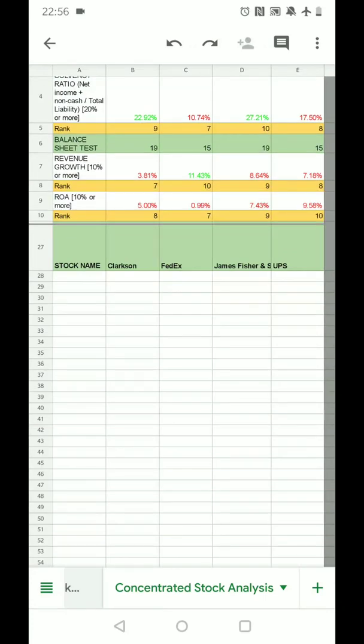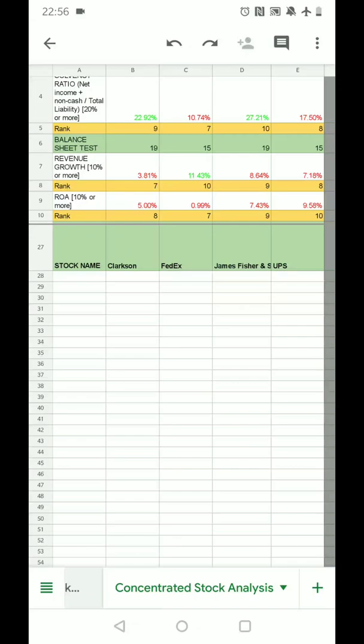So the next metric to look at is the return on assets. This tells us how much all the assets are generating. A 10% return on assets is ideal. That basically means that for every asset that we have, the income is 10% of it.